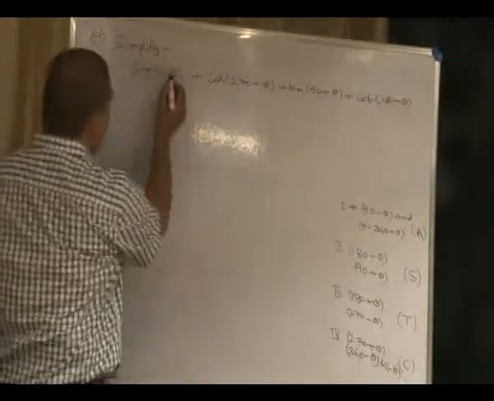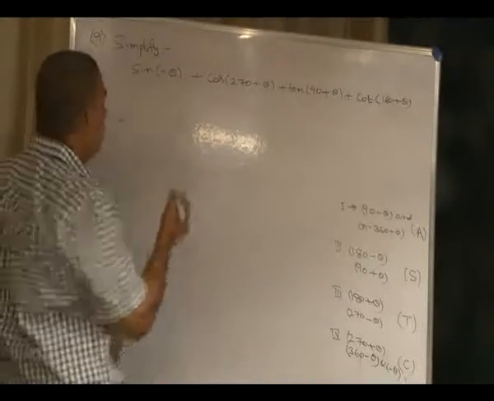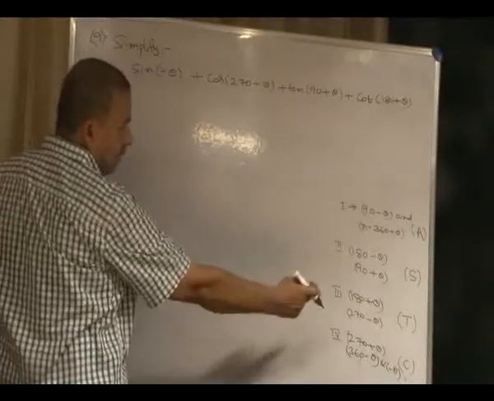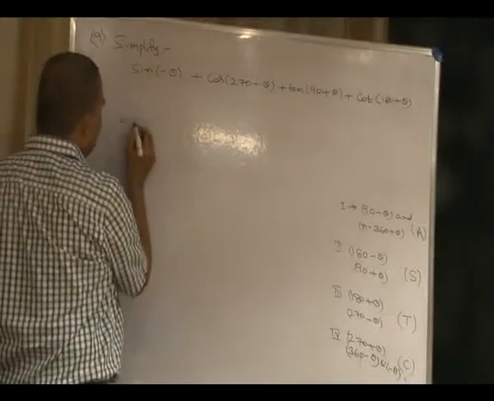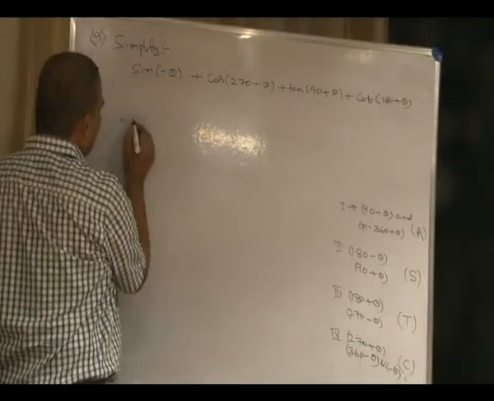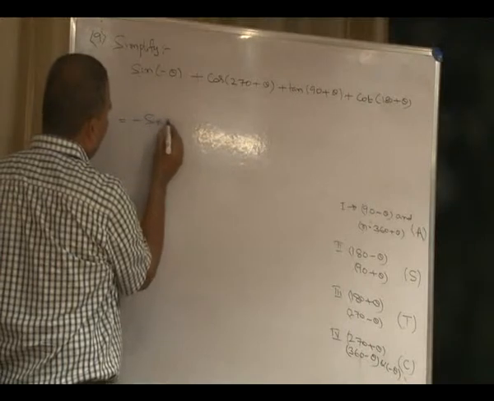Here minus theta comes under fourth quadrant. In fourth quadrant cos and secant are positive. Here sin function is there, that is sin of minus theta is minus sin theta.